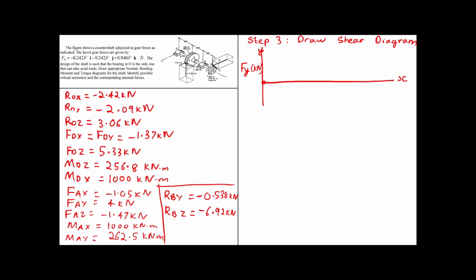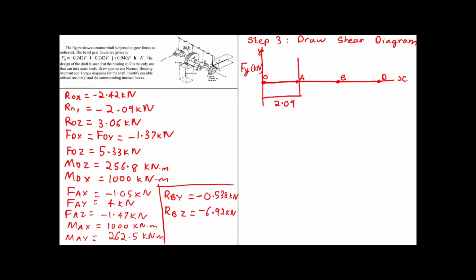So once this is done, we'll mark the points O, A, B, and D. So this is O, A, B, and D. Okay, so now we need to check what ROY was. ROY is minus 2.09 kilonewton. So we have to draw a line in the negative axis, and this has a value 2.09. Now what was FAY? FAY was 4 kilonewtons, so it has to go up by 4 kilonewtons.